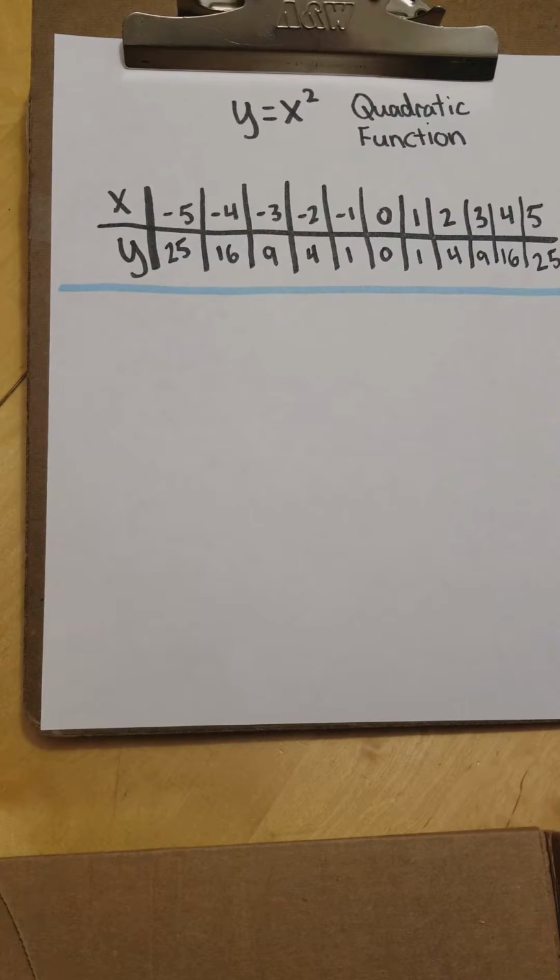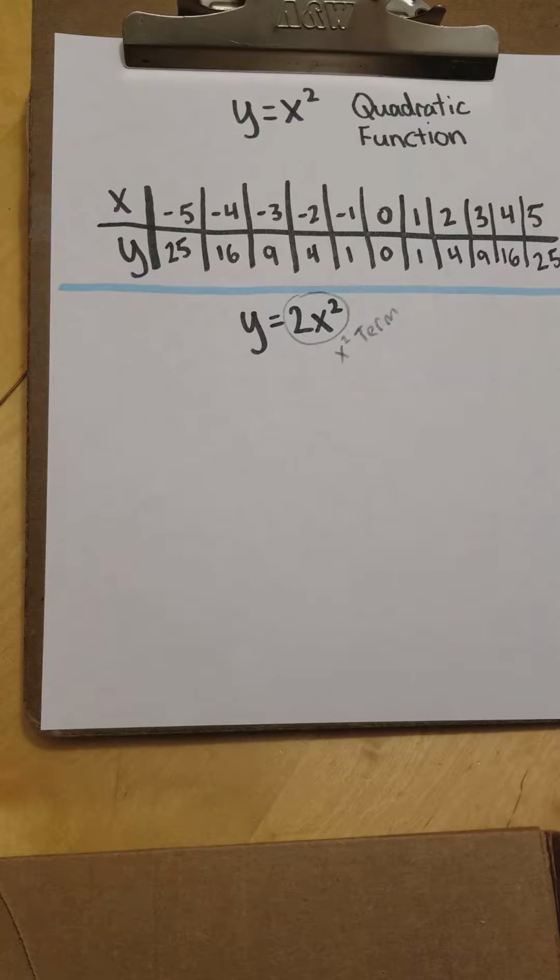Let's look at a different quadratic function. Now we have y equals 2x squared. It's still a quadratic function because it still has an x squared term. Now our input is being multiplied by itself and then being multiplied by 2. If you remember, the order of operations tells us that exponents should be done before multiplication. Another way to write 2x squared is 2 times x times x.